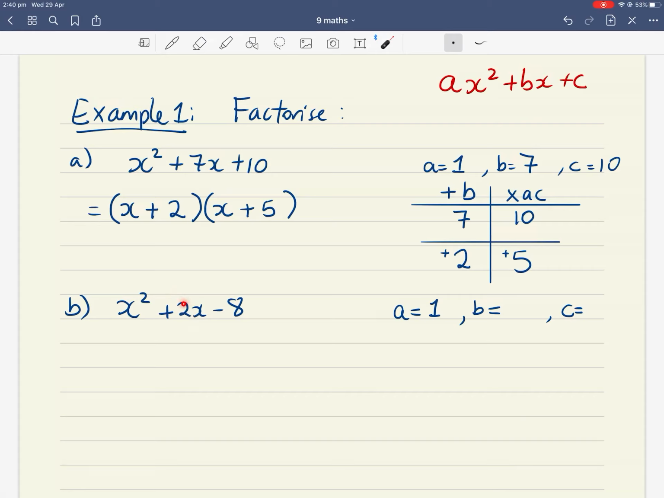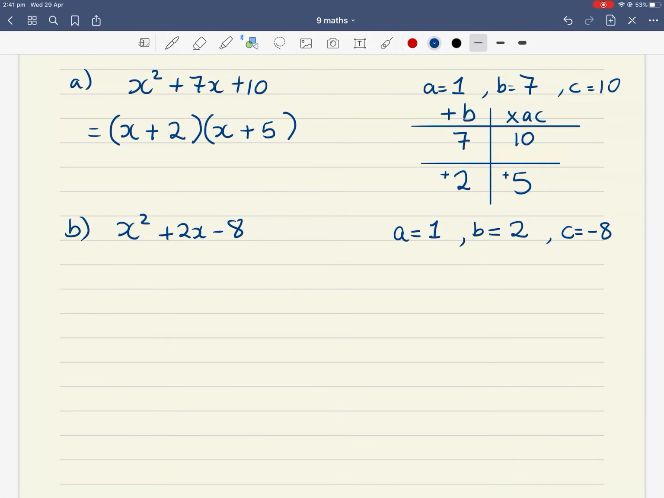What about B? What is the coefficient of your x value? Single x, not x squared, just a single x. Well, in this case, it's 2 because we have 2x. And what about C, your single number? No x's involved. What is your single number? It's negative 8. Don't forget to take the negative sign as well, okay? Because you take the number, you take the sign in front of it. So C is negative 8.